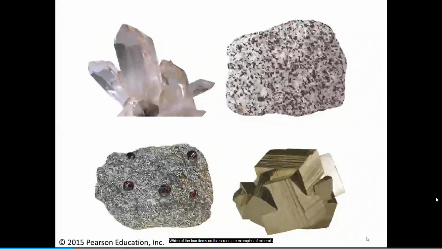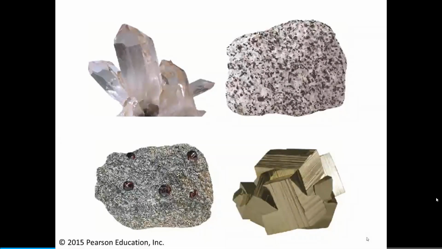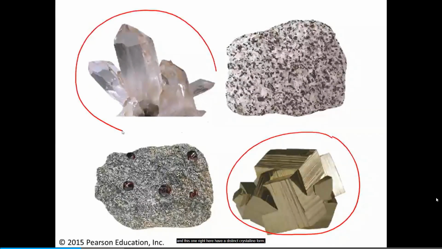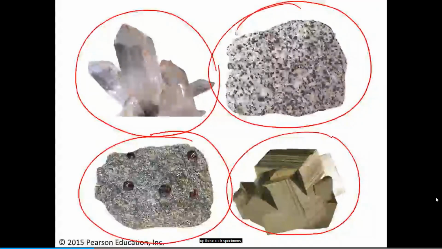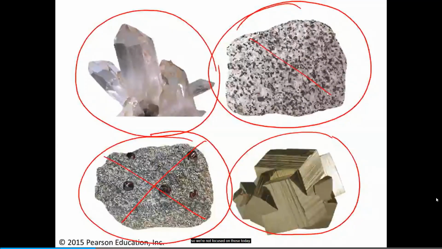Which of the 4 items on the screen are examples of minerals, and which of the 4 are examples of rocks? Take a second to consider this. Well, hopefully you noticed that this one right here and this one right here have a distinct crystalline form. Obviously, the actual crystals look very different. One is transparent, one is metallic, one is sort of prism-shaped, and one is cube-shaped. But those are examples of minerals. The other examples, like this thing here and this thing here, those are examples of rocks, and you can see that many different individual crystals make up those rock specimens. So we are not focused on those today.